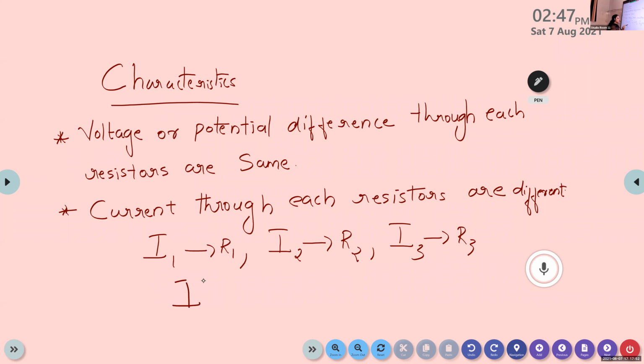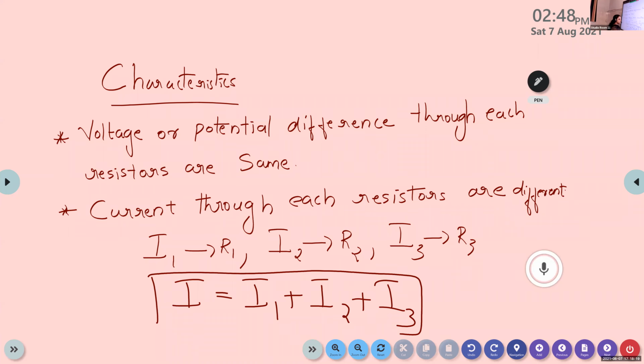So what about the total amount of current flowing through the entire circuit? I is equal to? I1 plus I2 plus I3. Yes, exactly. If we have different currents I1, I2 and I3 passing through R1, R2 and R3 respectively, then the total current through the circuit can be calculated by simply taking the sum. I is equal to I1 plus I2 plus I3. Is it okay?